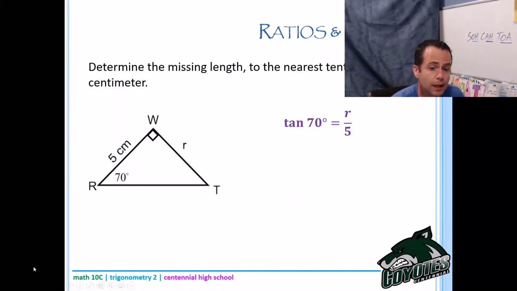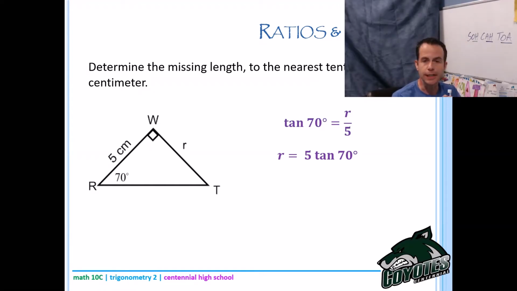I have to get rid of the 5. So r becomes 5 times the tan of 70. And you just type that in your calculator, okay? Literally, just in your calculator, go 5 tan 70. Make sure you're in degree mode. We talked about that yesterday.